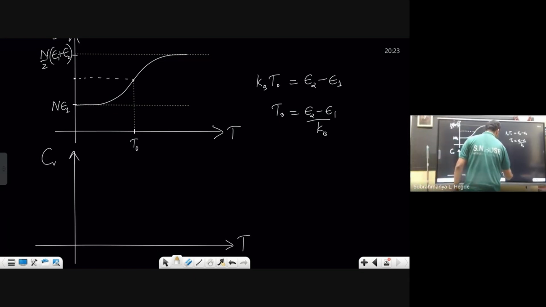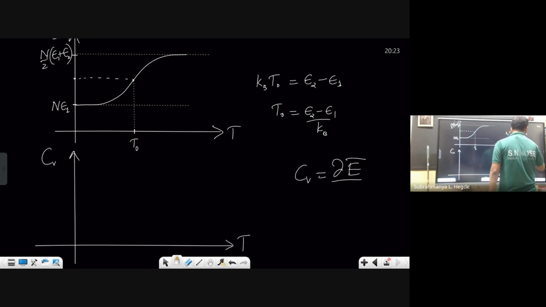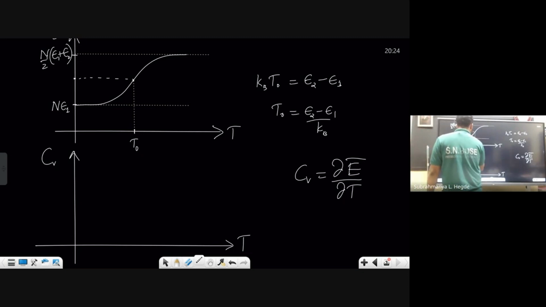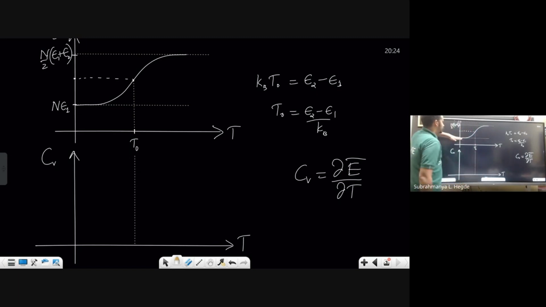What is CV? CV is just dou E bar by dou T. You have this curve, you take its derivative. How does the slope change? This is your T naught, okay? Where it changed from concave upward to concave downward. Here slope is zero. Here slope is zero. Your specific heat, if it is your T naught, it looks like this.